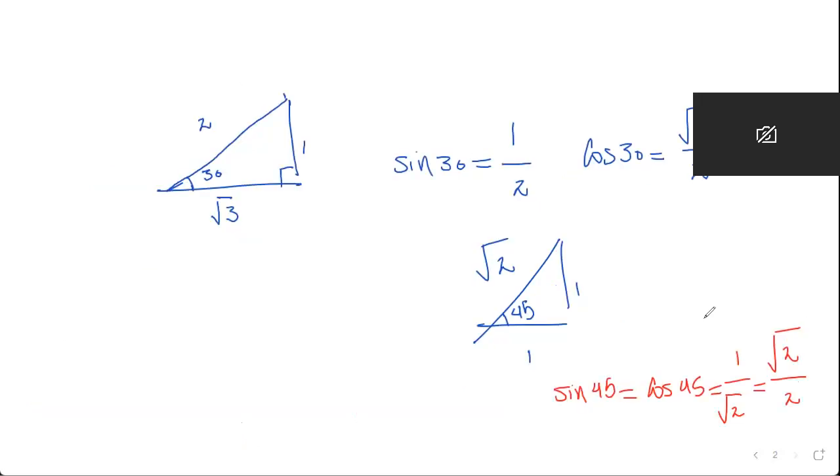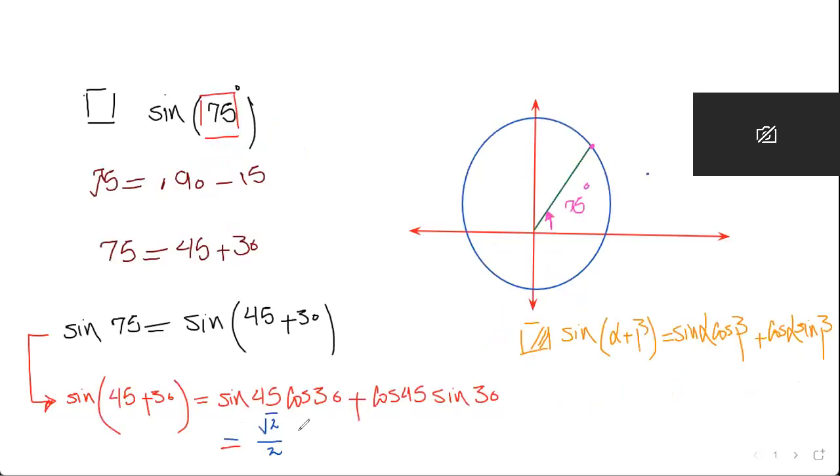Cosine of 30, we got it, square root of 3 over 2. Cosine of 45 is the square root of 2 over 2. And sine of 30 is 1 over 2. Then here, what is left for us is to multiply the numbers together and simplify at the end. But the purpose here was to identify that 75 degrees can be transformed into two angles, then we use this identity. Any questions so far?